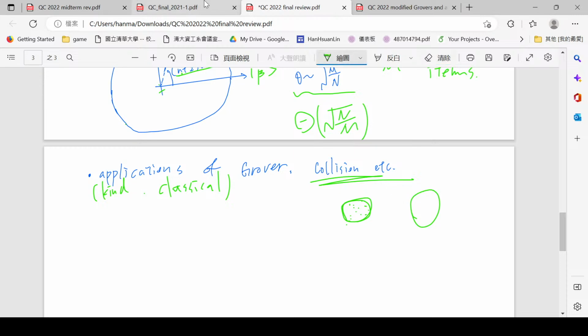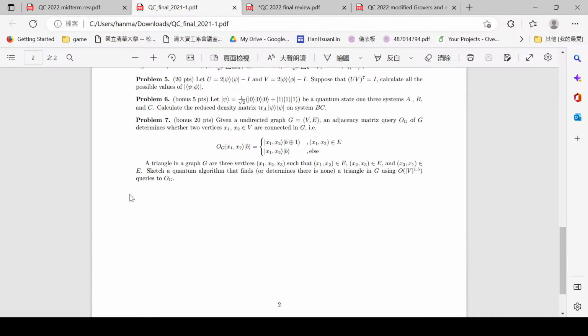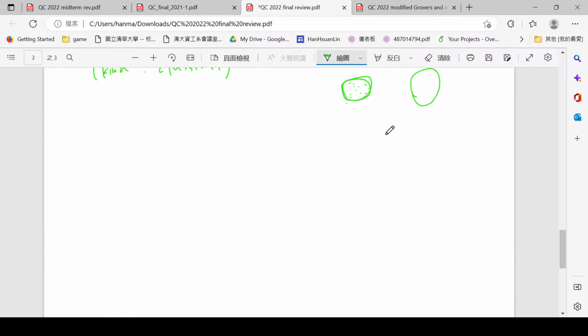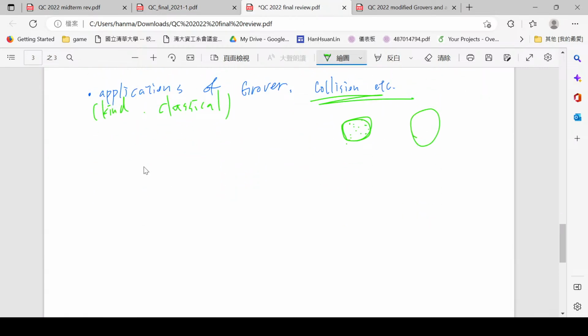But for last year's test, we have an easier problem. What we are doing is, okay, there's a whole bunch of notation here, but basically we are doing triangle finding. Let's do it, we have 10 minutes. One of the easy ways to get a Grover speedup, I guess, is to look at graph problems.